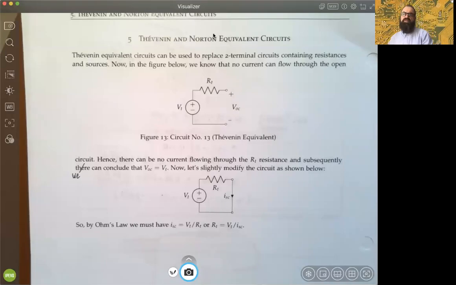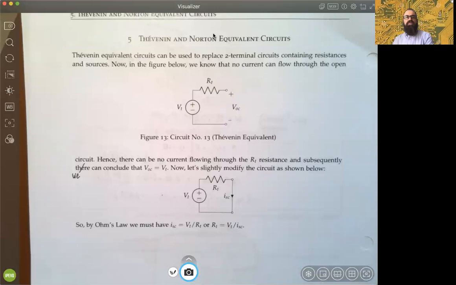Chapter 5 of the ECE 301 workbook is concerned with Thevenin and Norton equivalent circuits. This is a technique of summarizing circuits in a way that can be very useful, especially when you're doing modular designs and you're trying to summarize what a total load or voltage source you have in a certain area or component of a circuit.